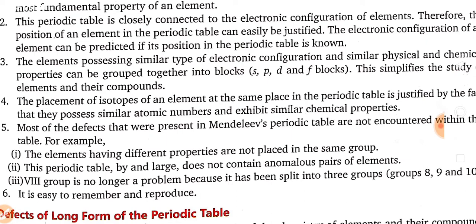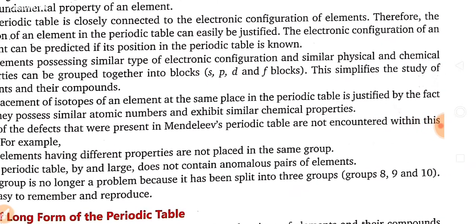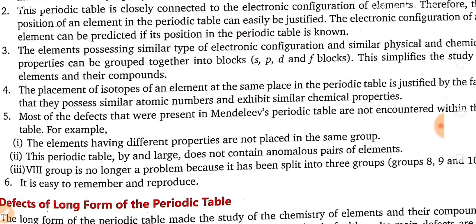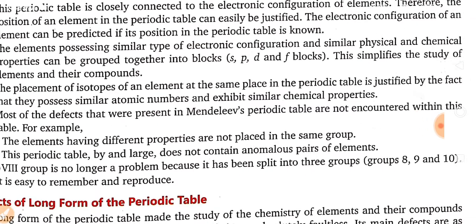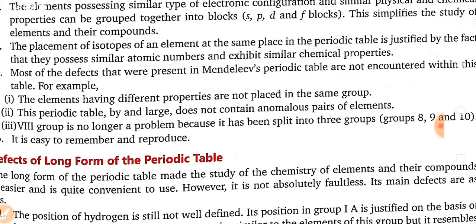The placement of isotopes of an element at the same place in the periodic table is justified by the fact that they possess the same atomic number and exhibit similar chemical properties also. Most of the defects that were present in Mendeleev's periodic table are not encountered with this table. For example, elements having different properties are not placed in the same group. This is very much an enhancement of this table.